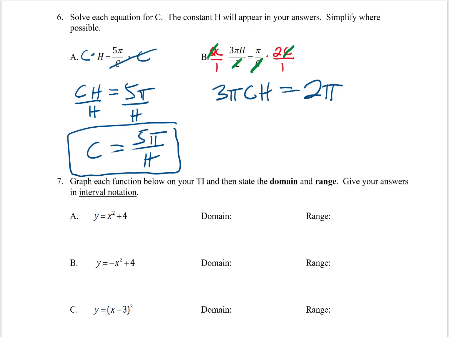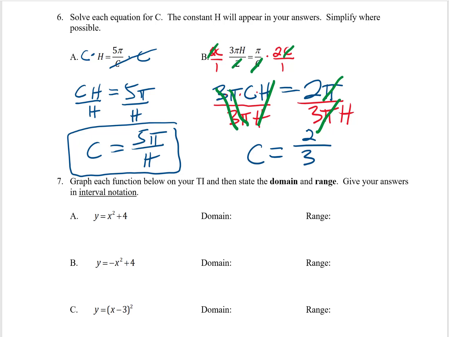I'm just trying to get that c by itself. All this stuff is being multiplied, so if I just divide out the 3, the pi, and the h, I'll be all set. And then in terms of simplifying, of course on the left, everybody goes out except the c. That's what I wanted. On the right, it looks like the pi's divide out, and so the final answer here is just 2 over 3h. c equals 2 over 3h.